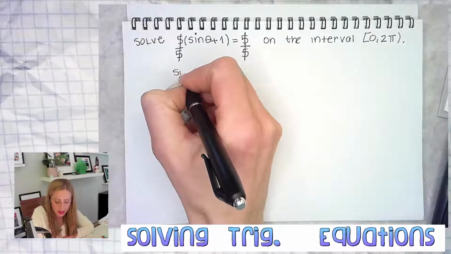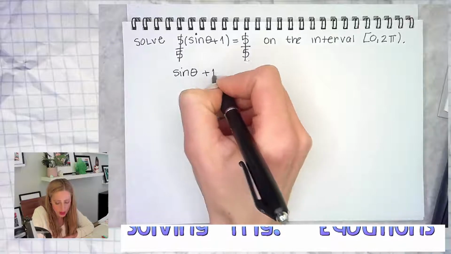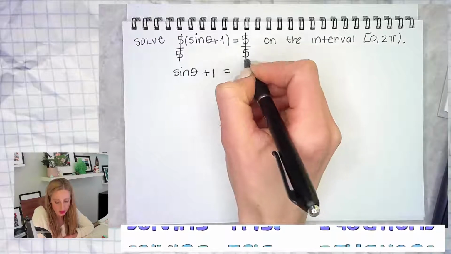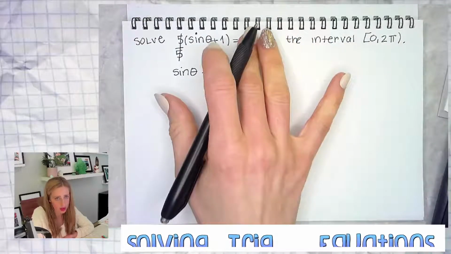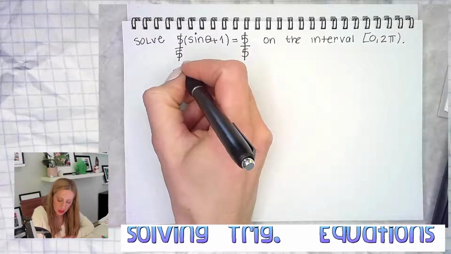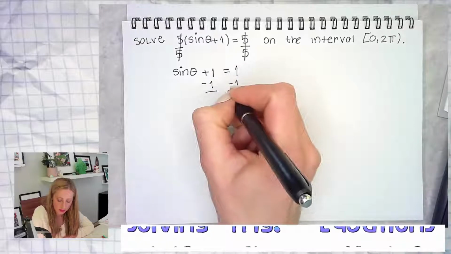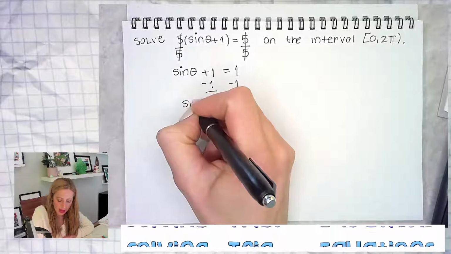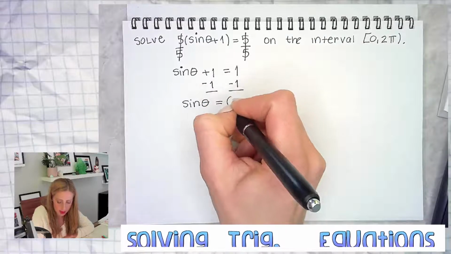Then I have sin θ plus 1 equals 1, not 0. Okay, 5 divided by 5 reduces to 1, right? It doesn't cancel. Then we've got to keep going. So I'm going to subtract 1 from both sides. I get sine of theta equals 0.